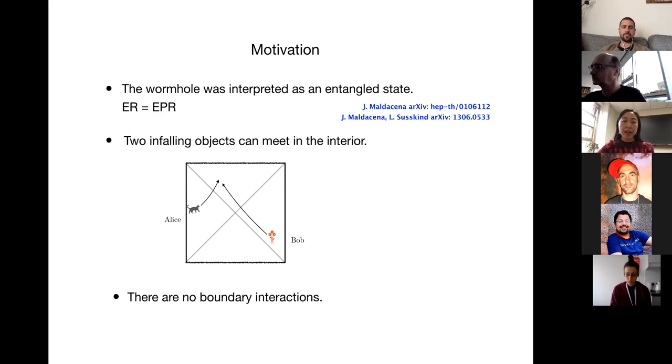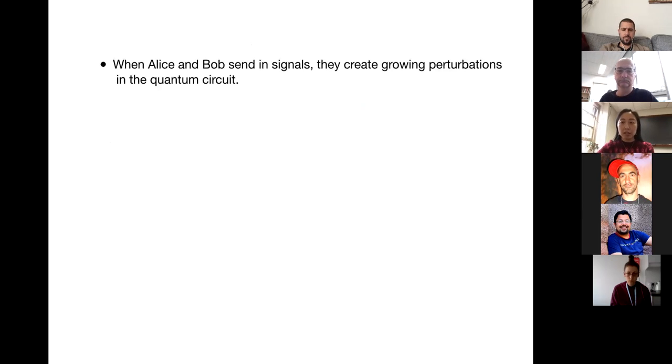But the fact that they can meet in the interior is a puzzling feature, because there are no boundary interactions. Then how do they meet? When they scatter, how do we know how this scattering should happen? There are no boundary interactions, and this makes ER equals EPR a very mysterious statement. The goal of this talk is to attempt a quantum circuit interpretation of this meeting.